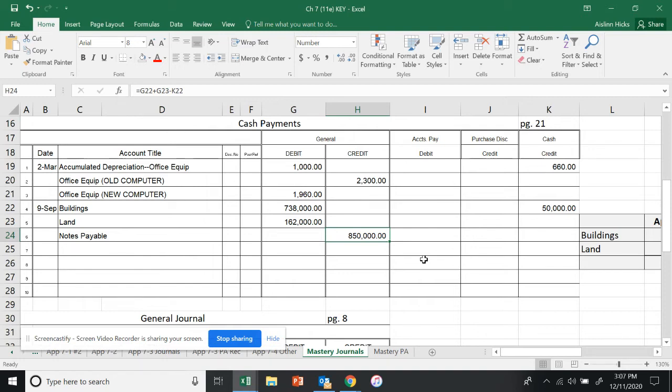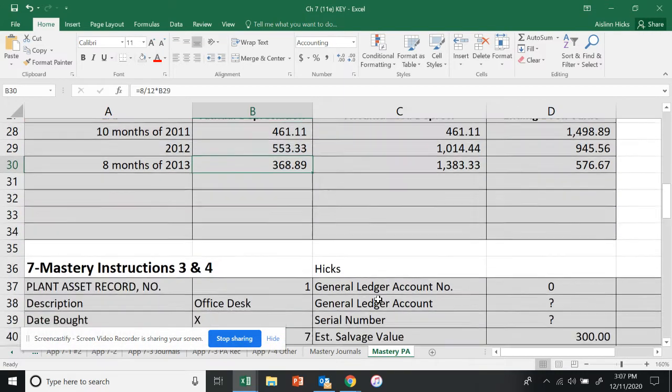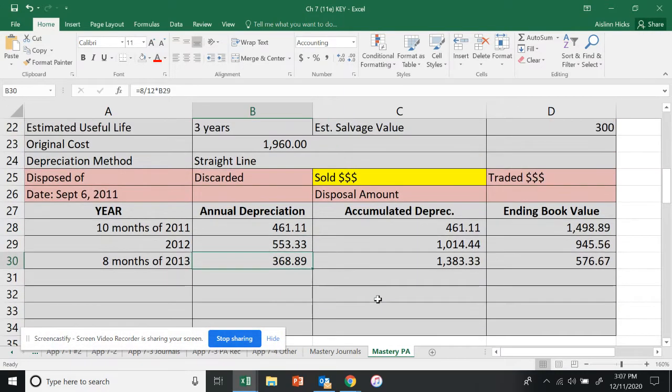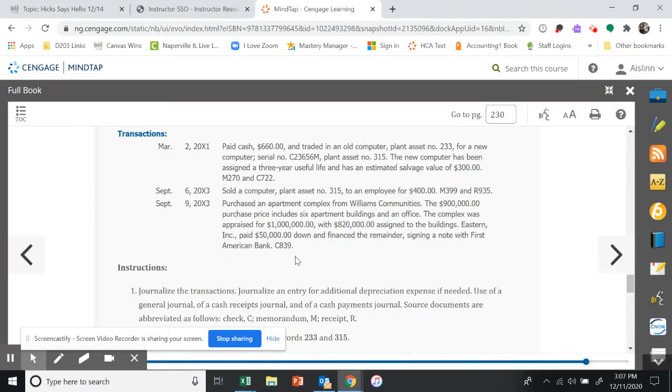So again, awesome if you did this all on your own. Still good if you understood my video. This is some cool complex stuff. All right. So in the mastery plant asset records, then does it ask you to fill out? No, it doesn't. Okay. It doesn't tell you to fill out a depreciation record. All right. So let's take a look at what you guys need to do today then.